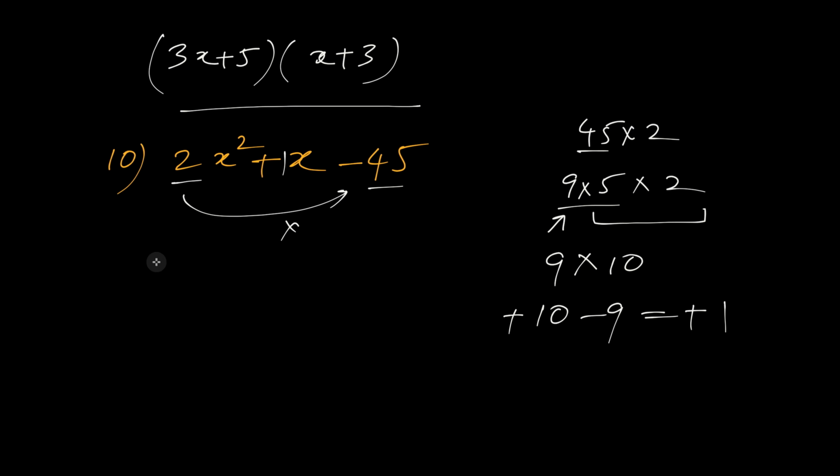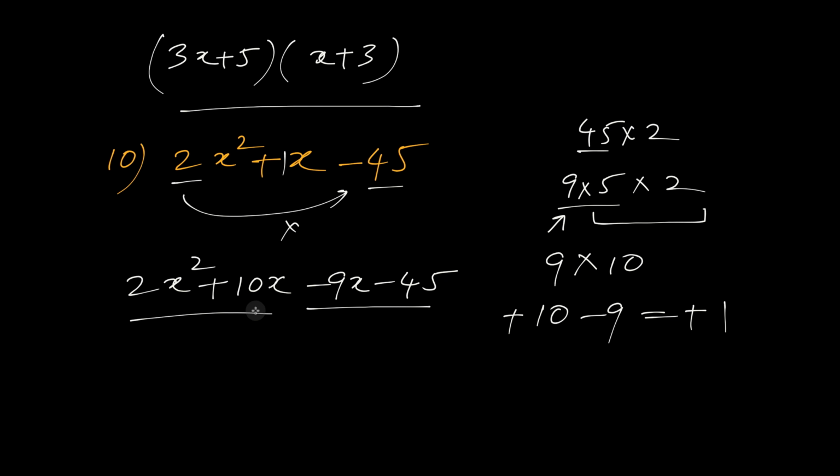So now go back to the question. 2x square, 1x I can replace with the 10x minus 9x minus 45, which is from the question. Now take the common factor between these two variables, which is 2x. Now 2 is gone, x is gone. So what is remaining? Let's say I'm going to write here 2x, 2x, and what is common factor between 9 and 45? Definitely it is 9.